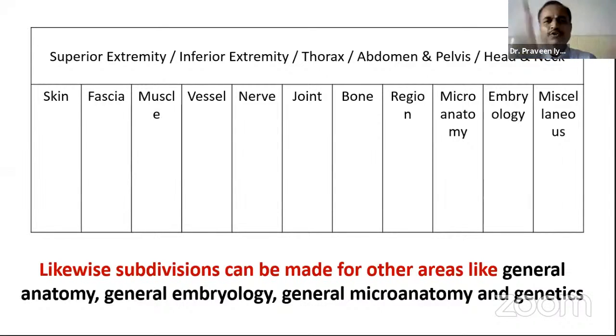Going a little step further, it looks very simple, the table, right? Because very large topics are listed there. Even within the topics, say for example, gross anatomy of superior extremity, inferior extremity, thorax, abdomen, pelvis, head, neck, we can further classify them into questions from the area of skin, fascia, muscle, vessel, nerve, joint, bone, region, microanatomy, embryology, and miscellaneous if it doesn't fit into any of these for each of these areas. So thus we can make subdivisions of the topics, and likewise we can create subdivisions for general anatomy, general embryology, general microanatomy, and genetics. So this can become even more exhaustive. What was shown was concise, and it can be elaborated even further.